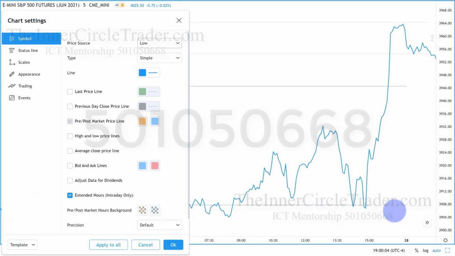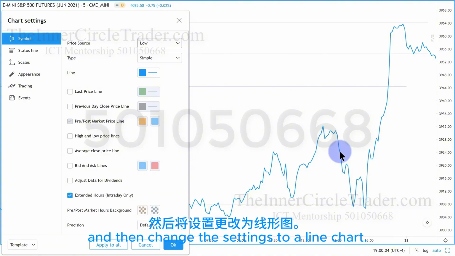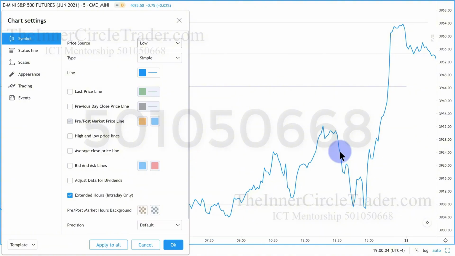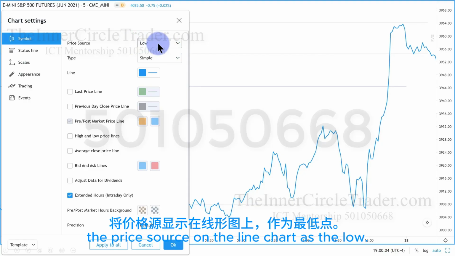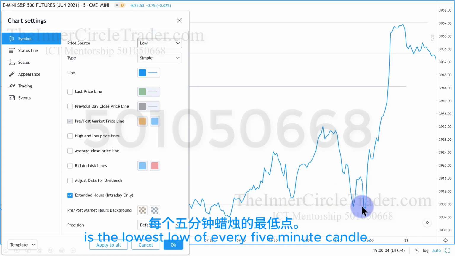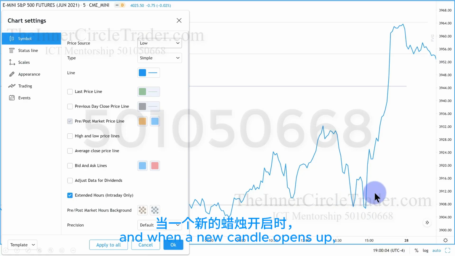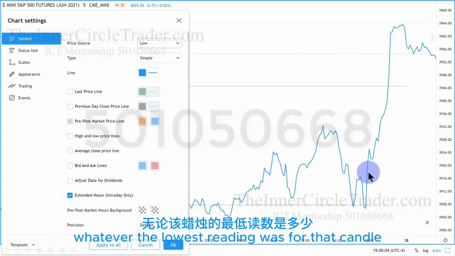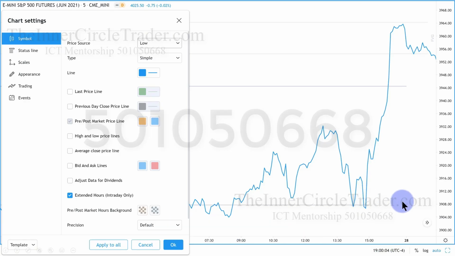Okay, so you go in, you right click your mouse on the price action as a candlestick chart, then select settings, and then change the settings to a line chart. And then you can make it also show the price source on the line chart as the low. So what we're plotting here is the lowest low of every 5-minute candle. That's the reading it's posting here. And when a new candle opens up, whatever the lowest reading was for that candle is what will be plotted here on this line chart.